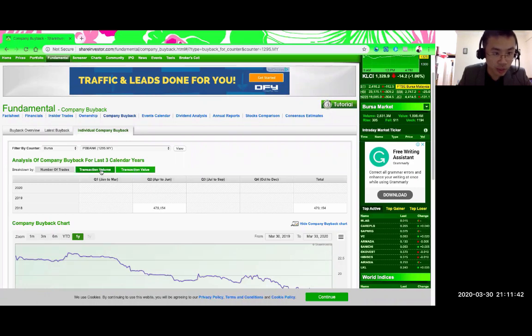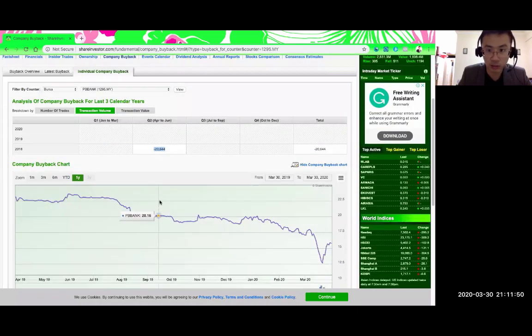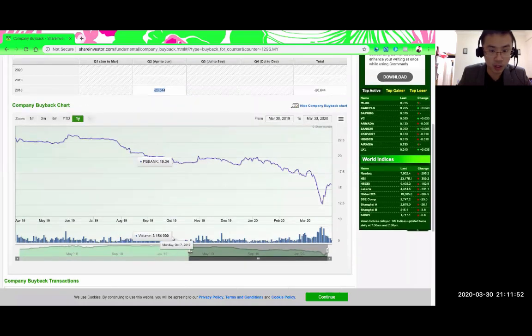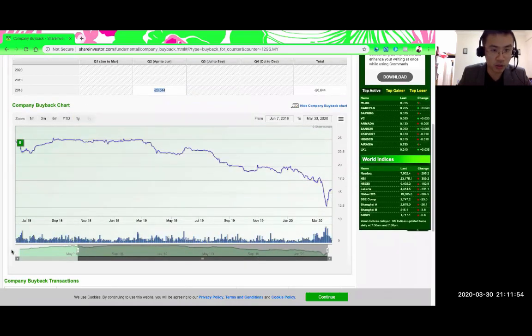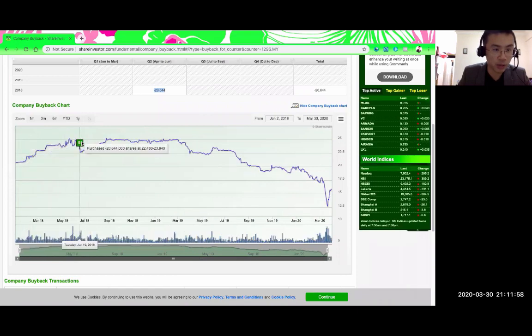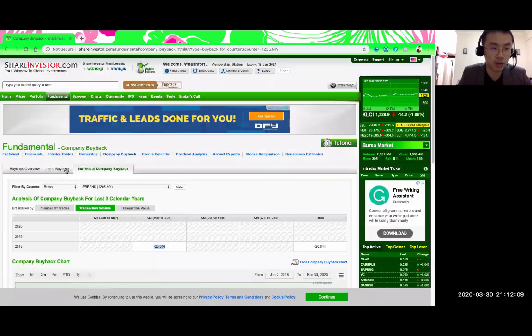Okay. So in the past, they did some buyback. I think it's Q2. In Q2 of 2018, there was some buyback. So if you drag this, you will know the company actually did share buyback somewhere here. How much is the buyback? They purchased 20 million shares, between 22 ringgit, 23 ringgit, 94 cent. So these are share buyback information you can find.